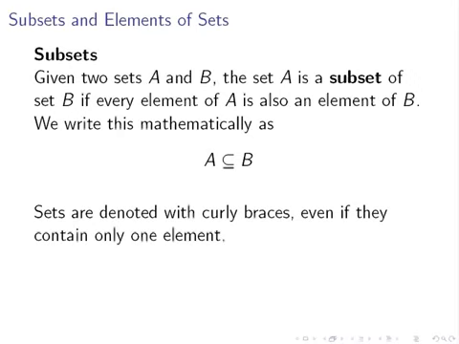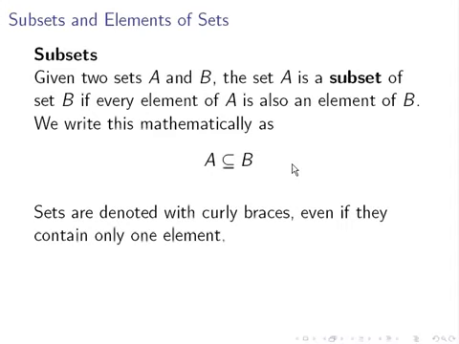So given two sets A and B, the set A is a subset of set B if every element of A is also an element of B. And we would write this mathematically as follows. A ⊆ B. So that's a subset symbol, and that's distinct from the element symbol that I've used previously.